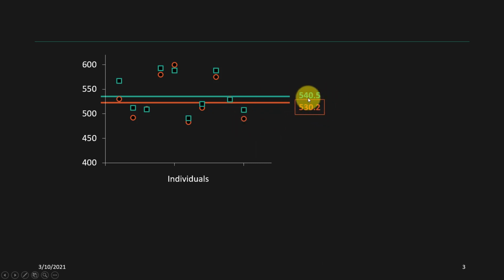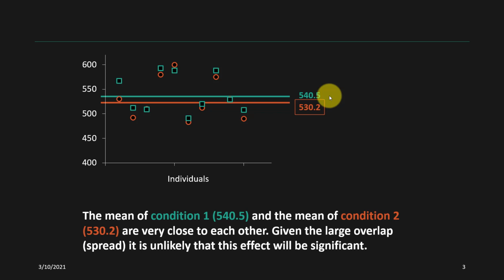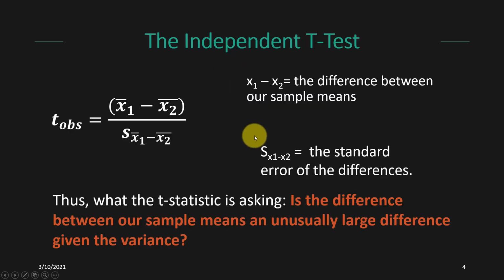We'd calculate the mean of the unfatigued condition, which is 540.5, and the mean of the fatigued condition, which is 530.2. And what we would be asking then is, are these 2 means statistically different from each other? In order to calculate this, we would need to get some estimate of the mean difference, which we now have, and then we would divide that by the standard error of the means. So in our independent samples t-test, we're going to calculate a t observed, where we take the difference between the 2 sample means, and divide that by the standard error of the differences.